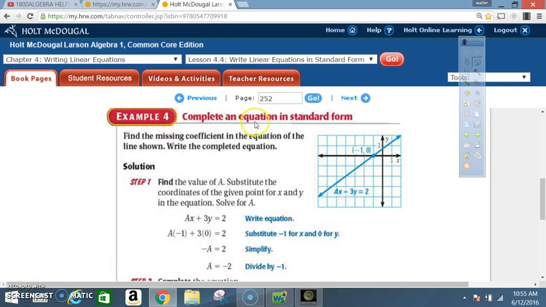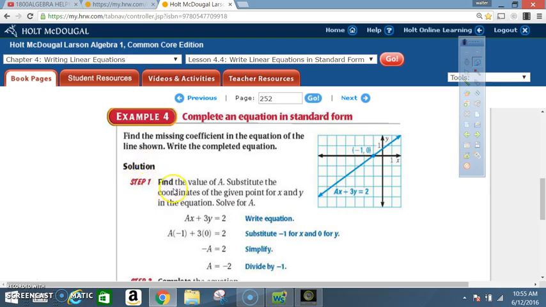Example 4. Complete an equation in standard form. Find the missing coefficient in the equation of the line shown, and write a complete equation. So we're going to use this graph. See our line there? And we're looking at that point right there. Now they give us this equation, ax plus 3y is equal to 2. They want us to find out what the a value is. We've got to find out what the a value is based on the information from the graph and also using standard form.